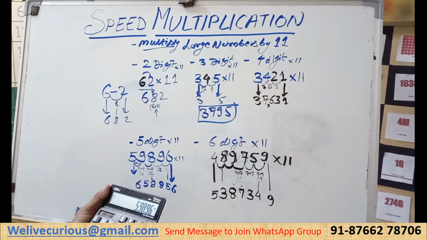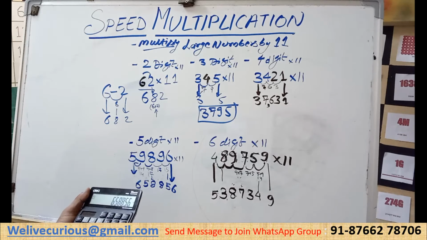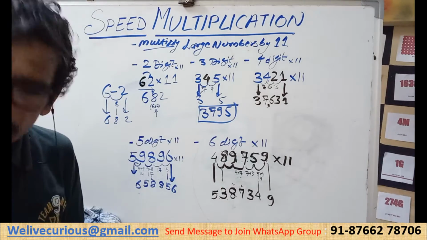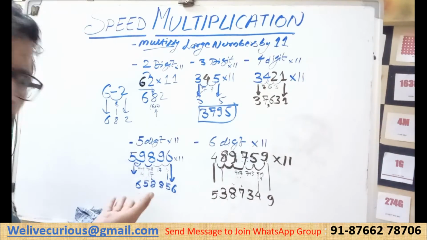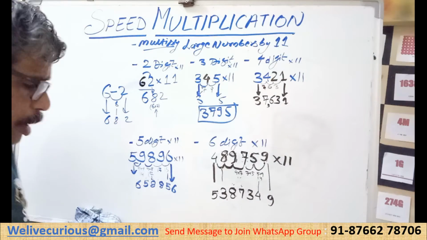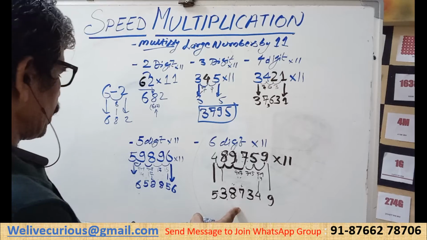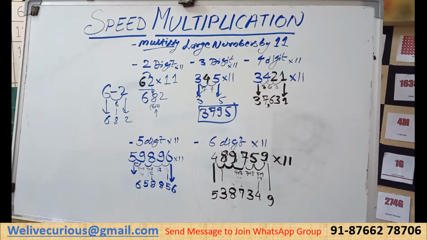59896 multiply 11. The answer is 658856. So we did it again. There is nothing, only addition, and there is one carry forward. So this one is also taken care of. Now look, first we did 6 digit. Well, now we did 5 digit.